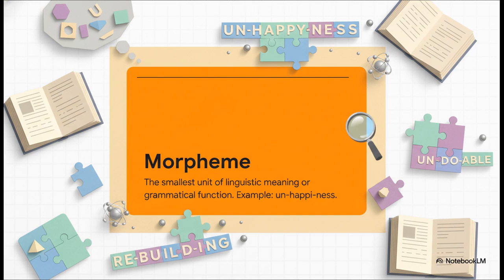So the word unhappiness isn't just one solid block. It's actually three distinct pieces of meaning working together. You've got un, which means not. You've got happy, which is the root idea, and you have ness, which turns it into a state or a condition. Every single word we use is built from these tiny, powerful units.